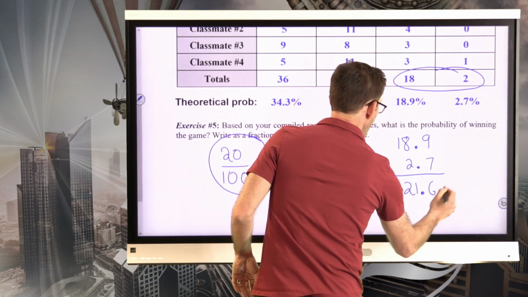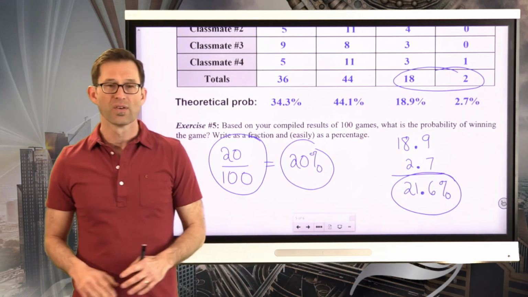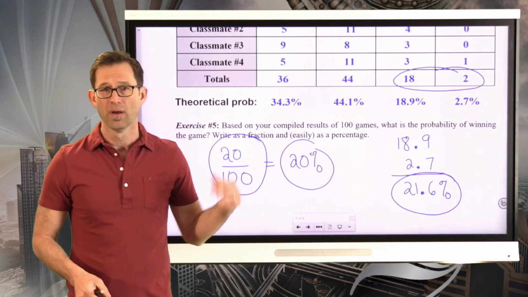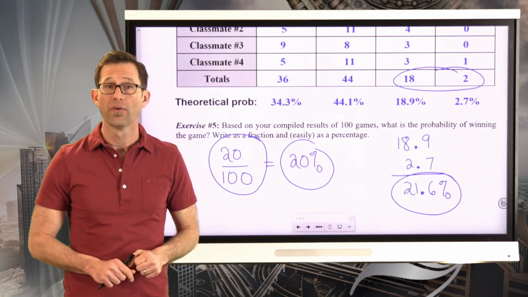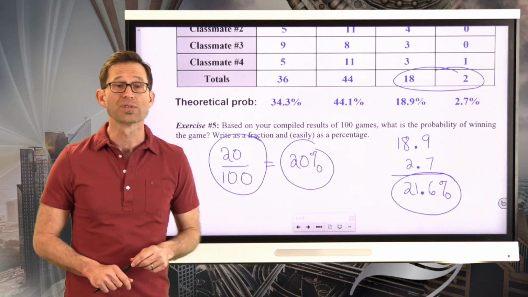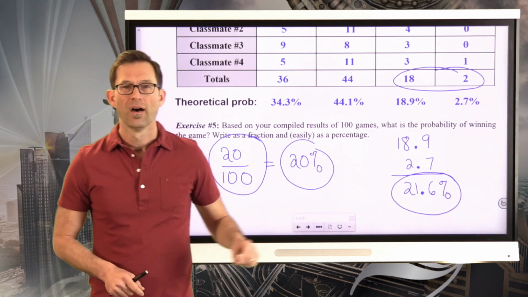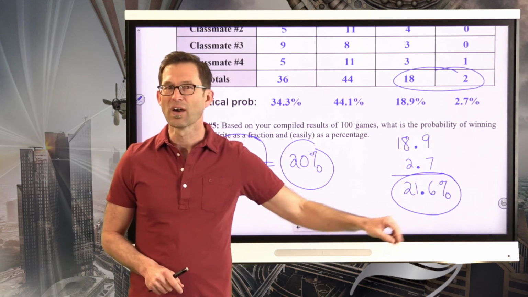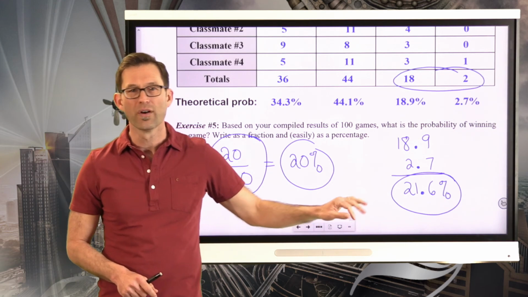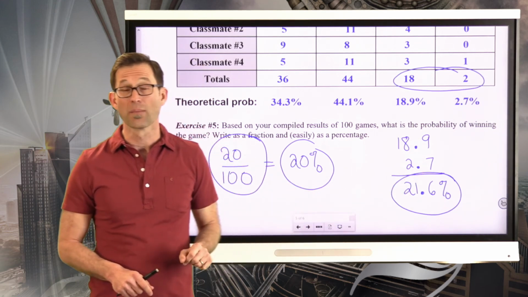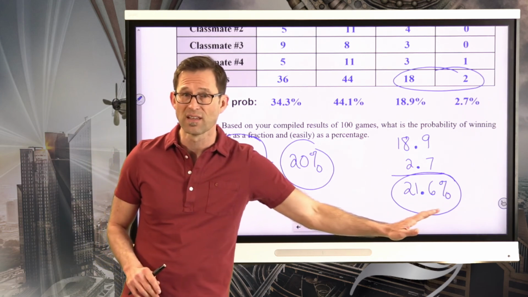And if you add those two together, 18.9 and 2.7, what you end up getting is a 21.6% theoretical probability, right? So that's, in theory, I should win this game roughly 22% of the time. And when I played it 100 times, I came pretty close, 20%. If I played the game 1,000 times, I'd be really close to this. I wouldn't be surprised if I got like 210 wins or 217 wins or something like that.